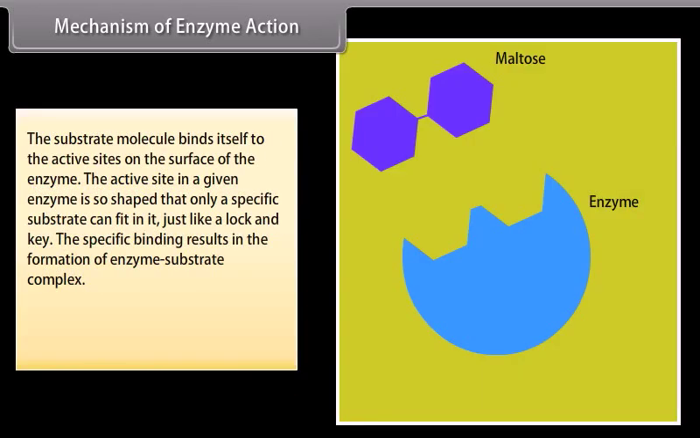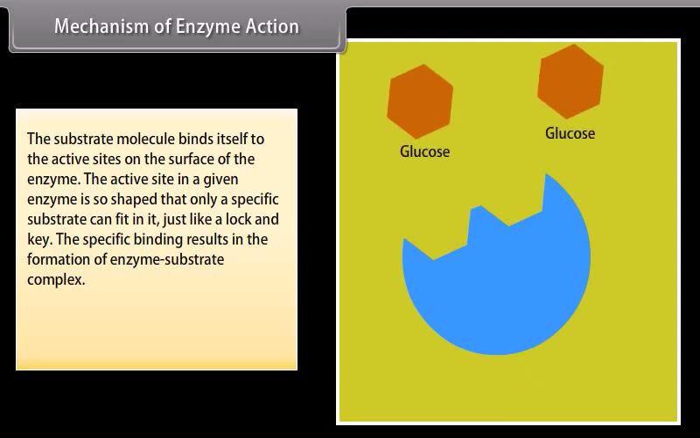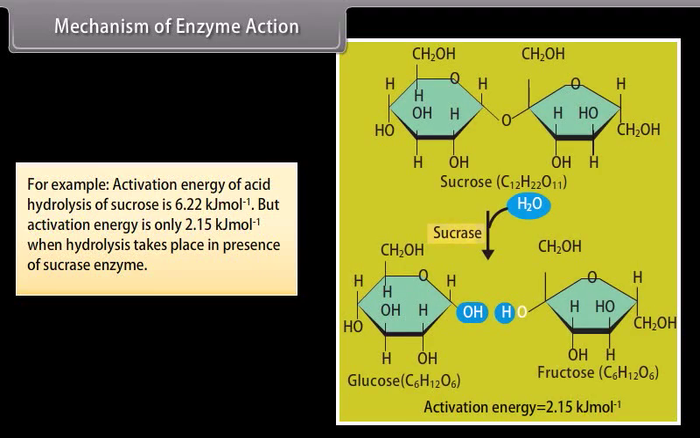Mechanism of enzyme action. The substrate molecule binds itself to the active sites on the surface of the enzyme. The active site in a given enzyme is so shaped that only a specific substrate can fit in it, just like a lock and key. The specific binding results in the formation of an enzyme-substrate complex. Enzymes lower the activation energy of the reaction. For example, the activation energy of acid hydrolysis of sucrose is 6.22 kilojoule per mole, but the activation energy is only 2.15 kilojoule per mole when hydrolysis takes place in the presence of sucrase enzyme.